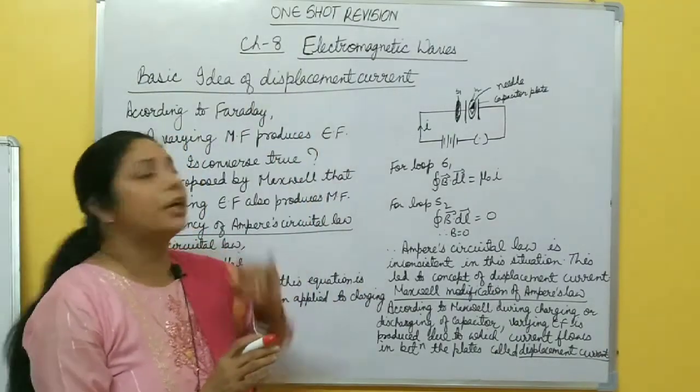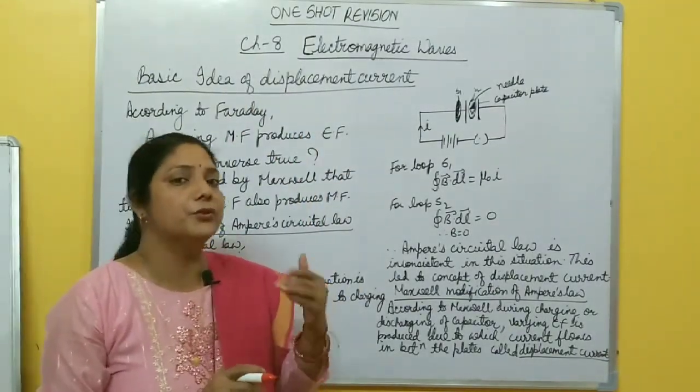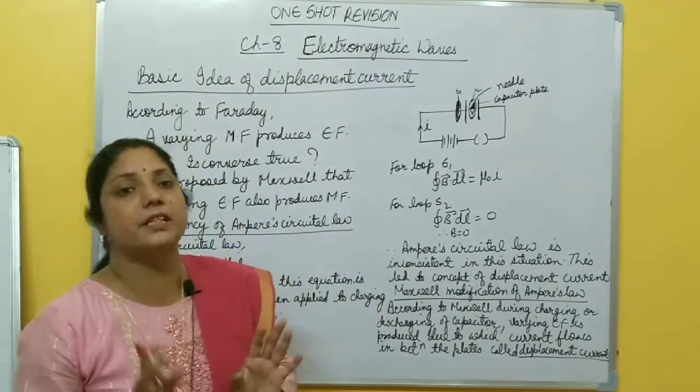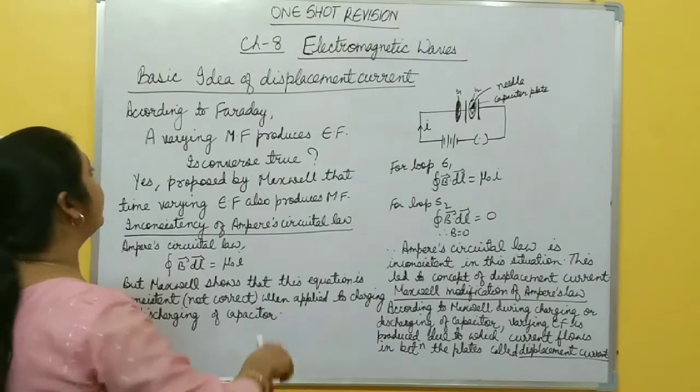There is a new type of current. Now, you know current flows through a wire, that is called conduction current. But what do you mean by this displacement current? Okay. One question is there.